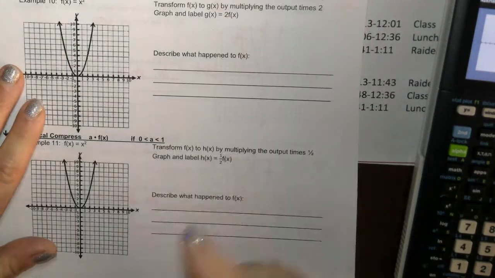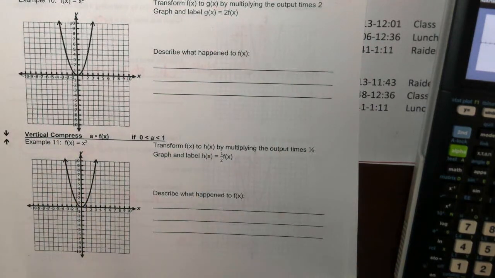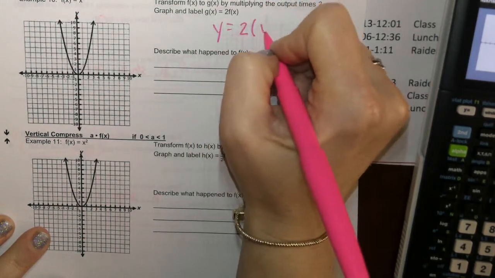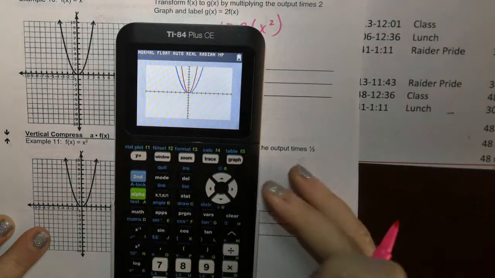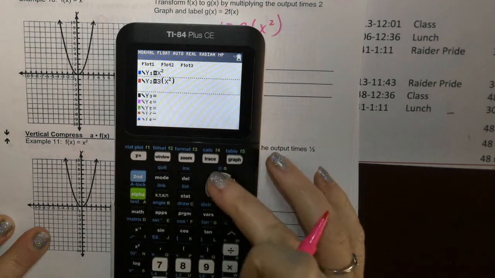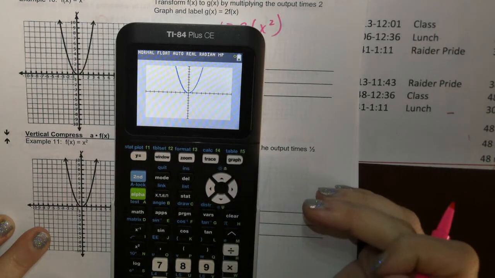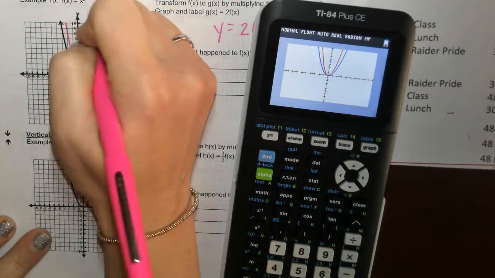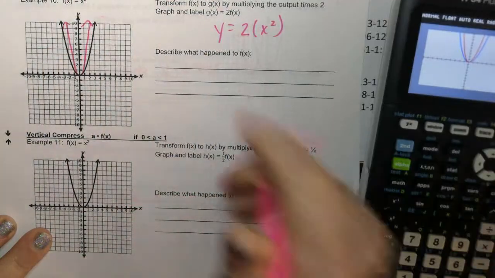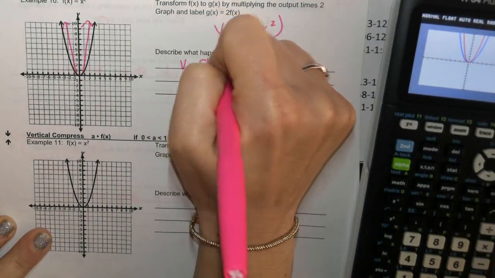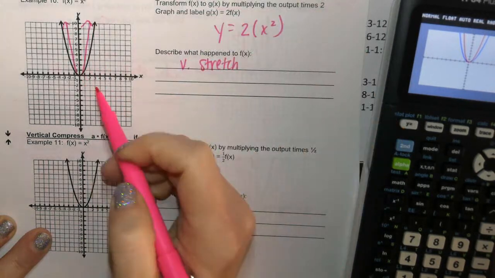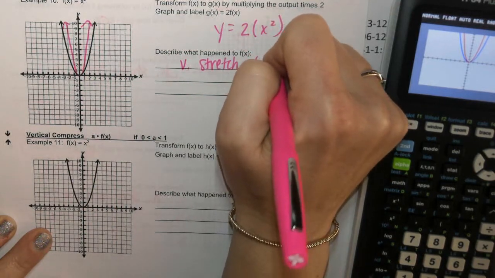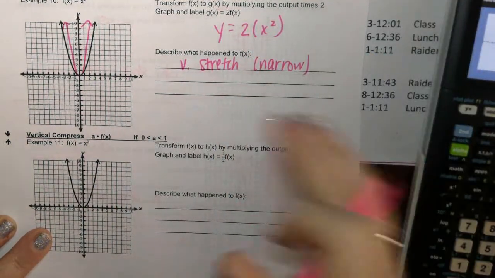Let's look at the next one. We're going to now transform by multiplying the output times 2. So now it's going to be y equals 2x squared. So let's see, do you think it's going to get more narrow or less narrow? Let's see. Parent? Oh, it got wider. It got wider. Okay, so vertical stretch. Well, it was more narrow than the parent function, but not as narrow as the last example. It's still narrow. It's more narrow than the parent function, but not as narrow as that 3 was at the top.